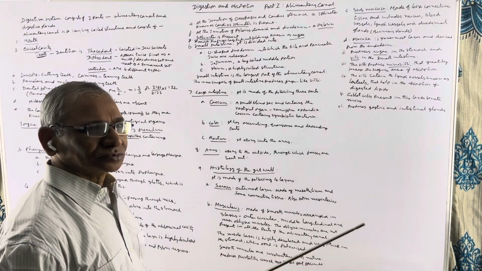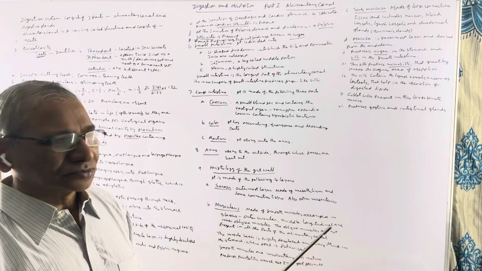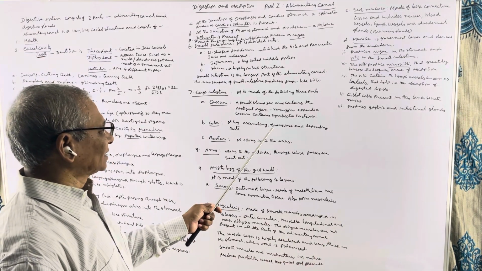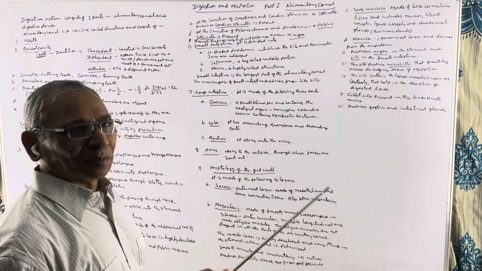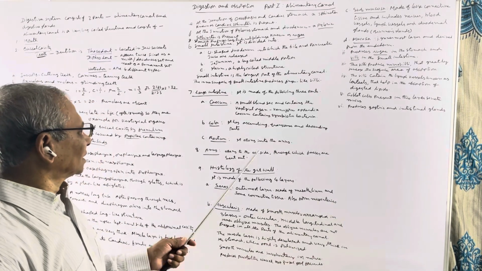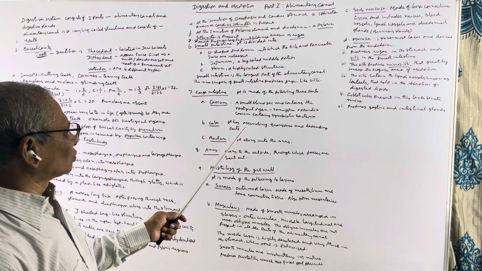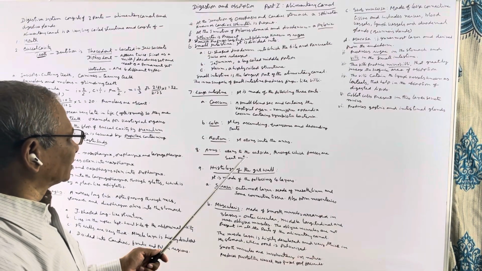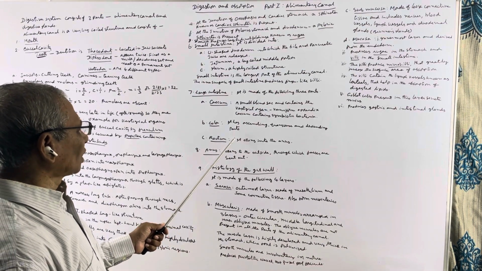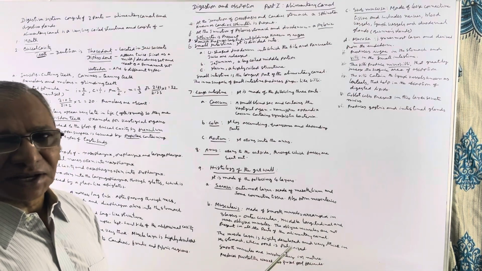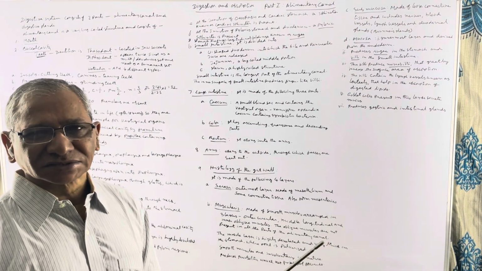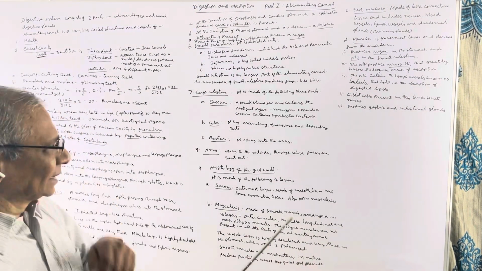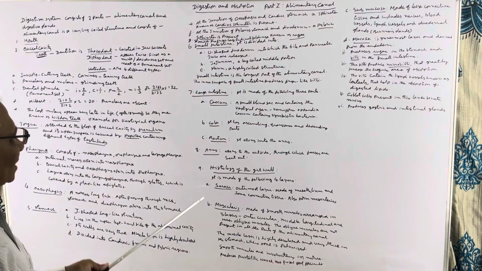Colon. It has three parts: ascending, transverse, and descending parts. The undigested food is stored in the colon for a long time, where water is absorbed from the undigested food. Then the colon opens into the rectum, and the rectum opens to the outside through the anus. So in this way, there are different parts in the alimentary canal.